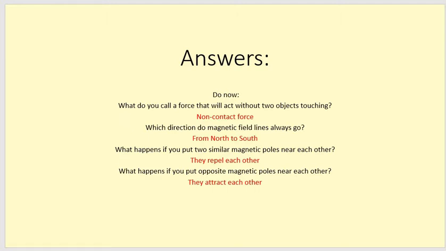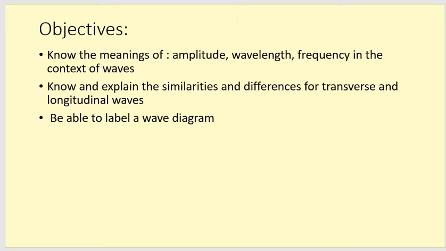Here come your objectives. Now, this week we've got some key vocabulary and we need to know what these words mean, not just generally, but specifically in the context of waves. The 3 key words we're looking out for are amplitude, wavelength and frequency. And you'll need to be able to know and explain the similarities and the differences for transverse and longitudinal waves, 2 different types of waves, and you need to be able to label a wave diagram. Not too tricky. Sure, you're all going to get the hang of this and be fab. Oh, and it was lovely to catch up with some of you at mini school last week.